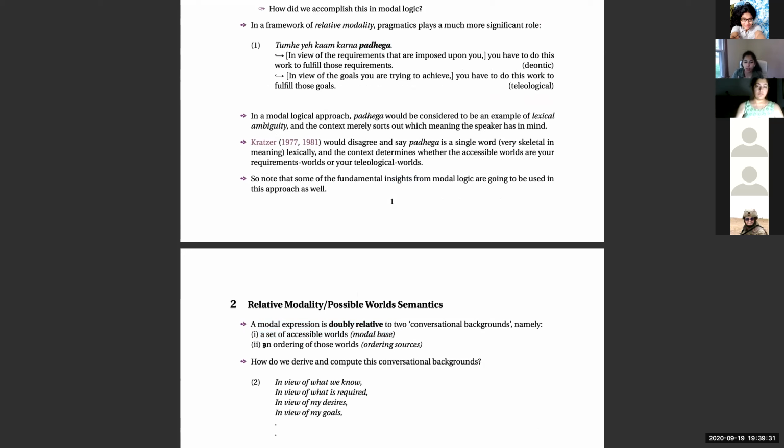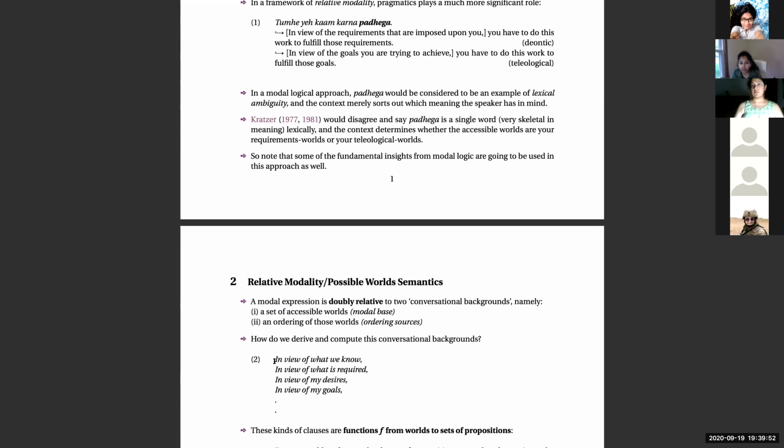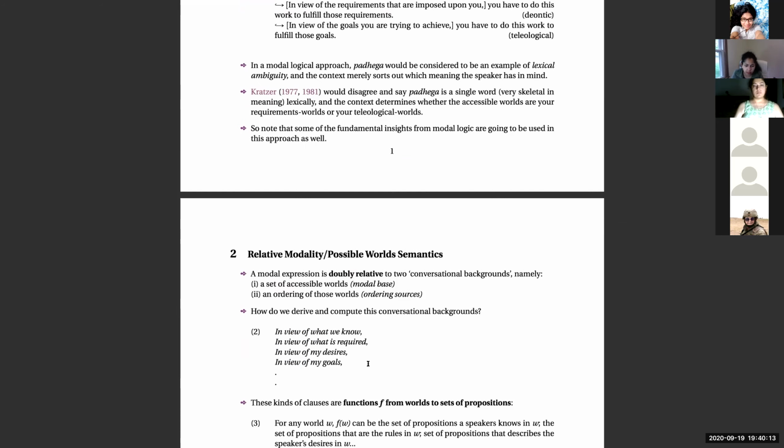So there has to be a way for you to look at those worlds in the modal base and figure out which ones are better than the others. And this is a very important notion. We'll come to it in a second. So the ranking among worlds is required according to Kratzer for modality. So remember, we have looked at these phrases: in view of what we know, in view of what is required, in view of my desires, goals, etc. So we can have these phrases overtly or covertly. But her point is these are the kinds of things that constitute the modal base. You can overtly say them or they're contextually salient, but they are the ones that give you the modal base. So let's see how that works.